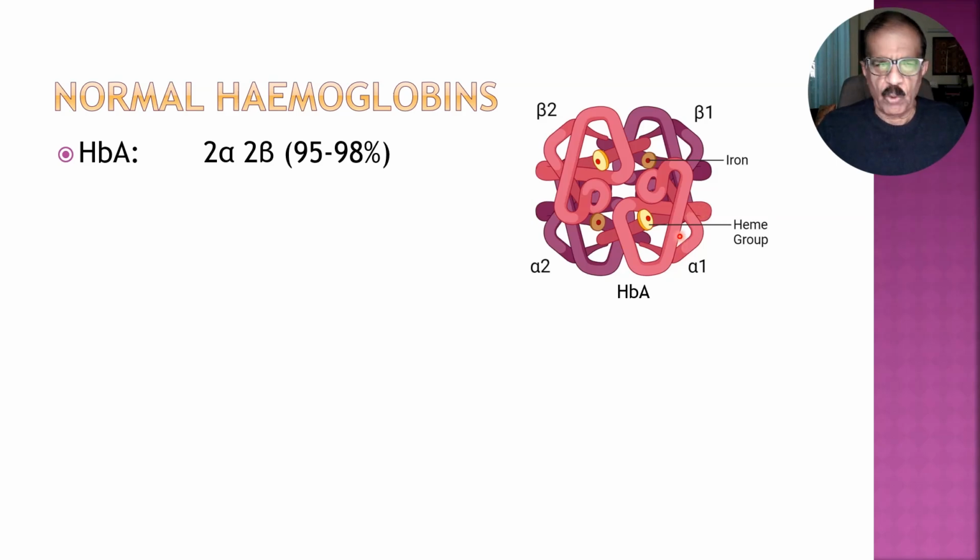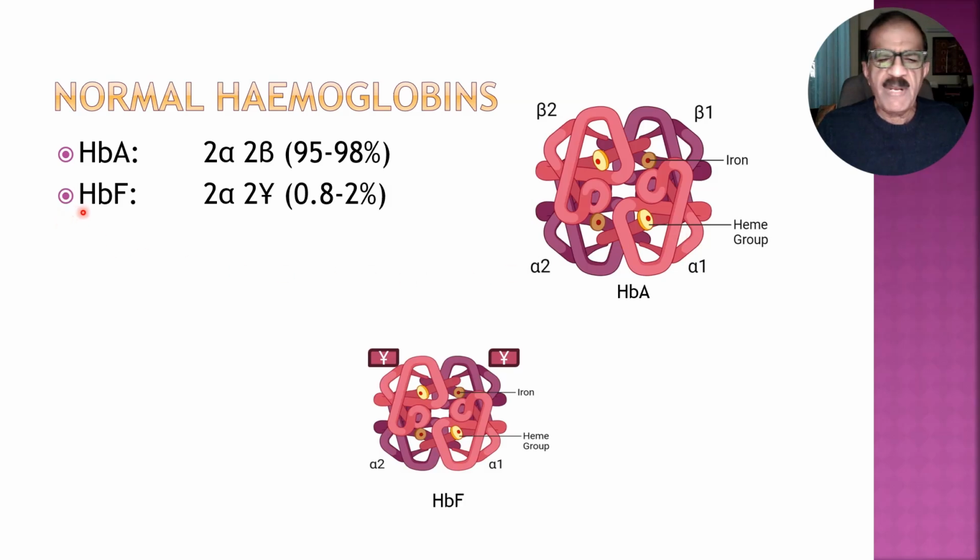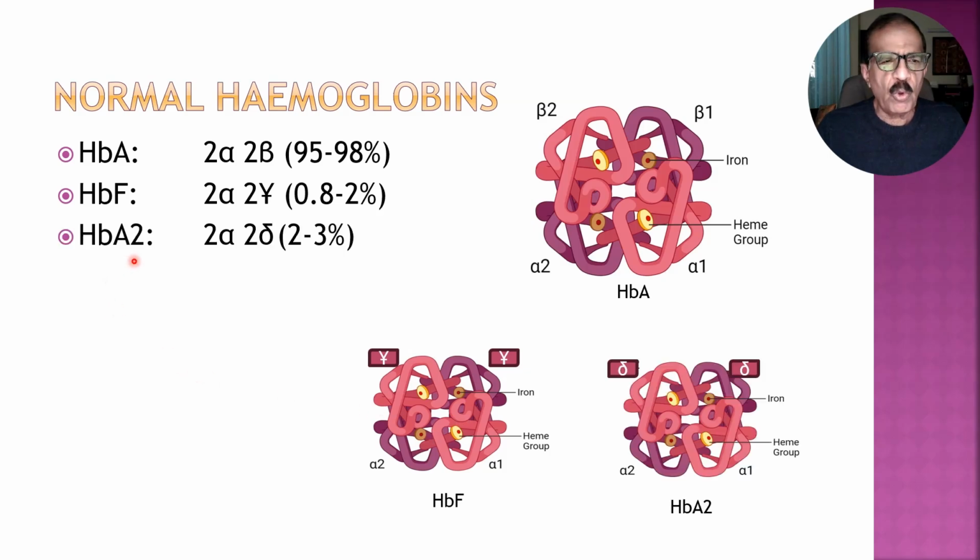This is normal hemoglobin. But hemoglobin F is also normal. In adults, we have a very small percentage, up to 2% in adults is normal. But if it is more than that, that would indicate an abnormality. And this is 2 alpha chains and 2 gamma chains. And then we have hemoglobin A2. In hemoglobin A2, you have 2 alpha chains and 2 delta chains.